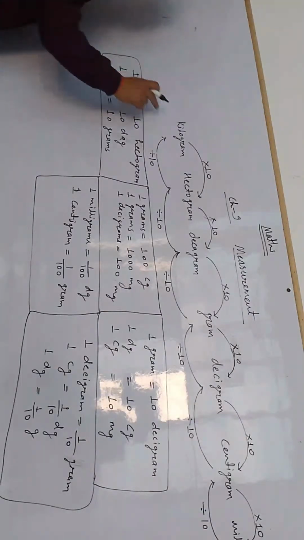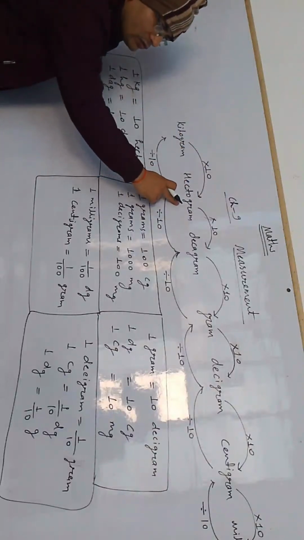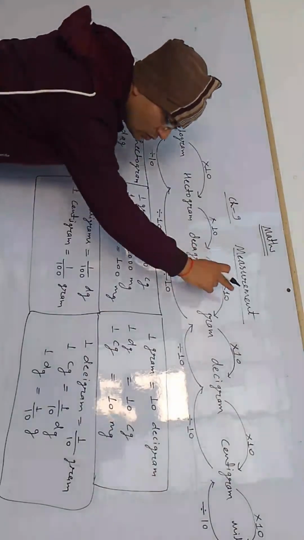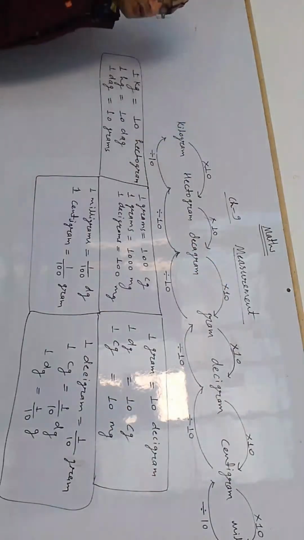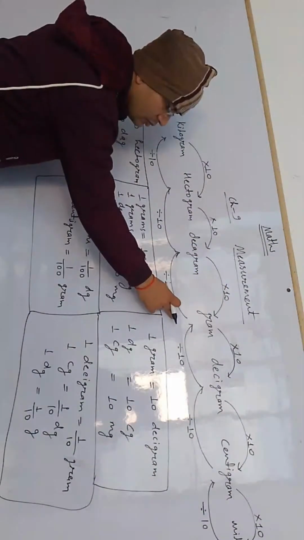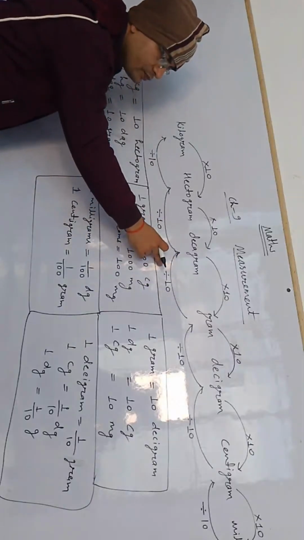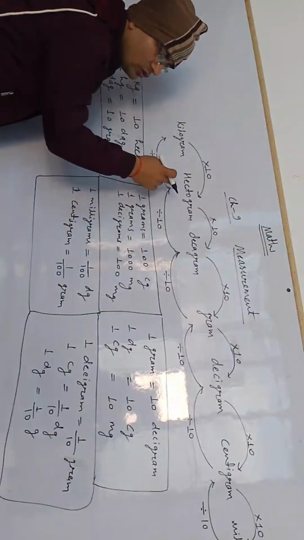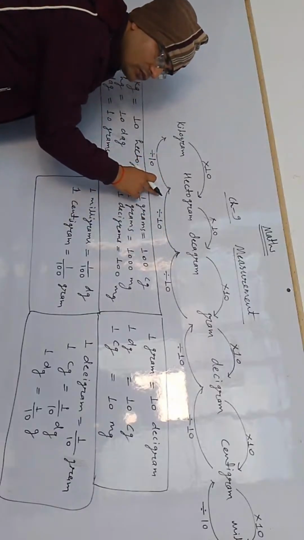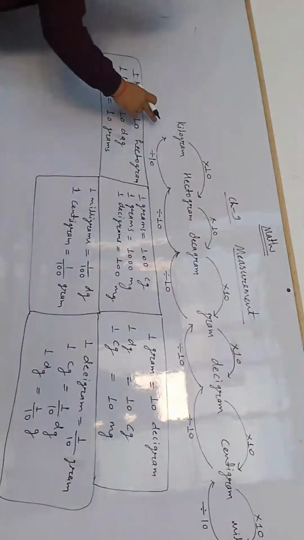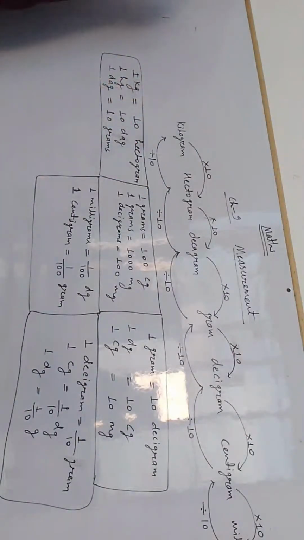Okay, 1 kilogram is equal to 10 hectogram, 1 hectogram is equal to 10 decagram, and 1 decagram is equal to 10 gram. Similarly, 1 gram is equal to 1 upon 10 decagram, divide by 10. 1 decagram is equal to 1 upon 10 hectogram, again divide by 10, and 1 hectogram is equal to 1 upon 10 kilogram.